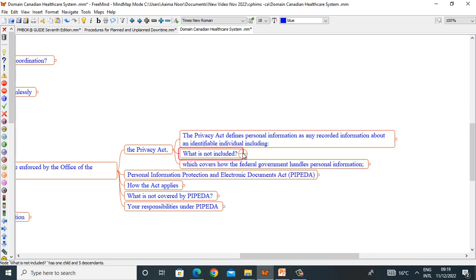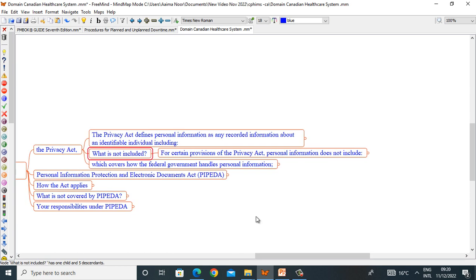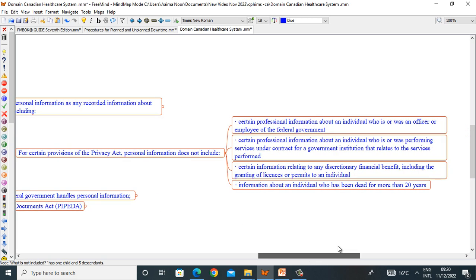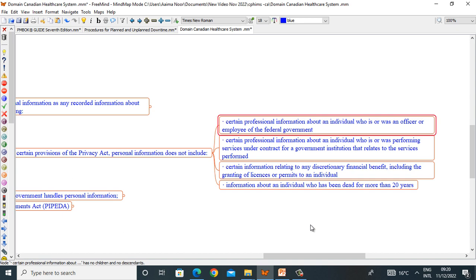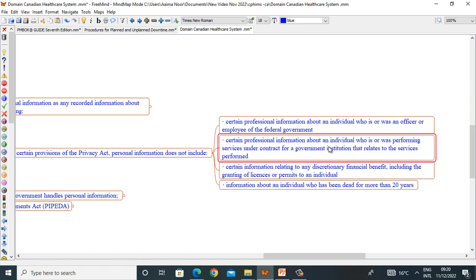Now see what is not included. For certain provisions of the Privacy Act, personal information does not include certain professional information about an individual who is or was an officer or employee of the federal government, certain professional information about an individual who is or was performing services under contract for a government institution that relates to the services performed, certain information related to any discretionary financial benefit including the granting of licenses or permits to an individual, and information about an individual who has been dead for more than 20 years.